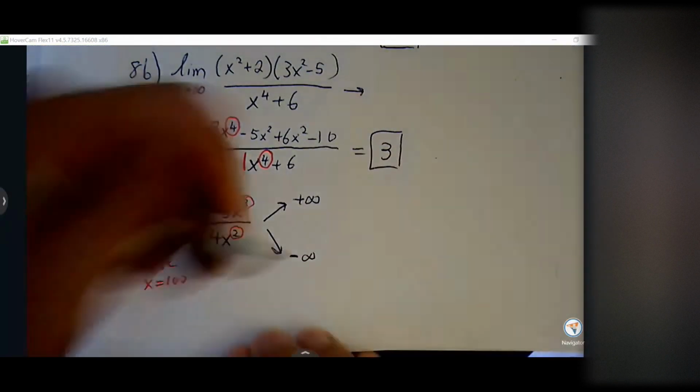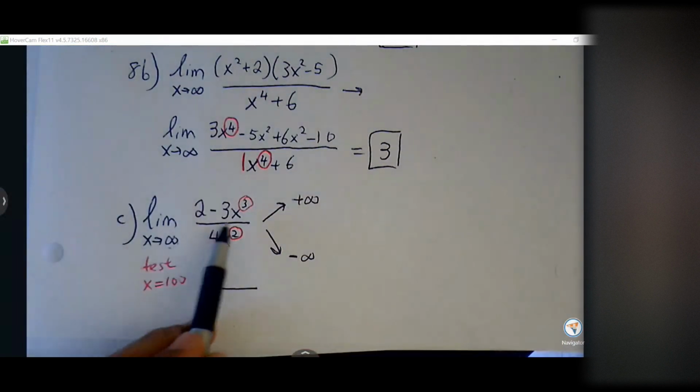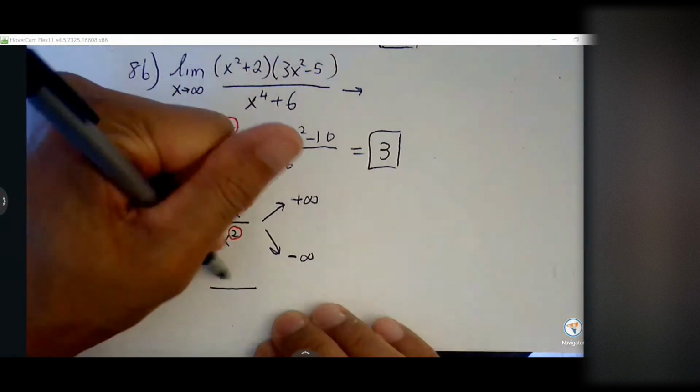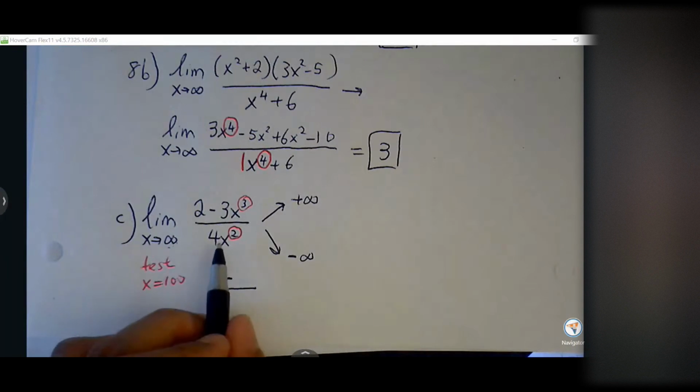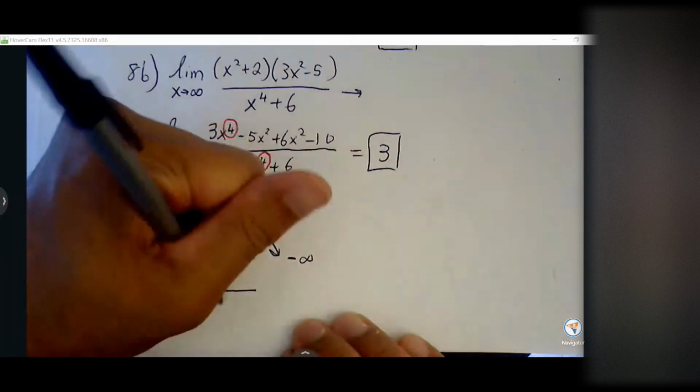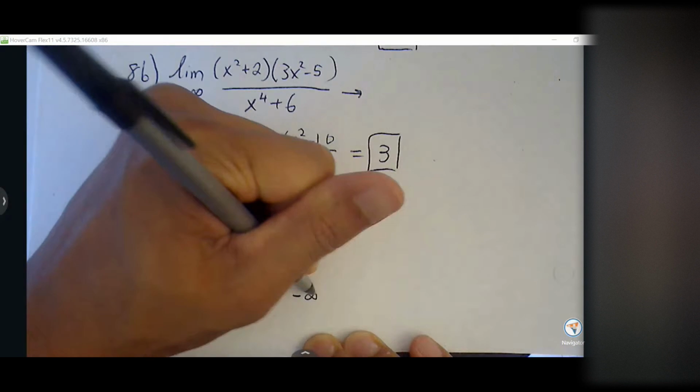So if I test x equal to 100, I can narrow down between my two choices. If I plug 100 in for the numerator, 2 minus 3 times 100 cubed, that's going to be a negative. If I insert 100 in for x in the denominator, I get a positive, so overall negative.